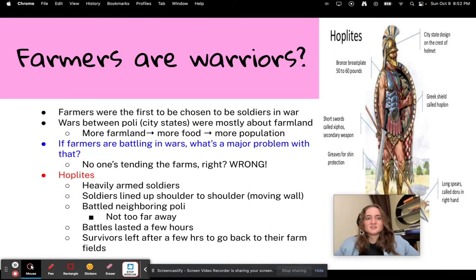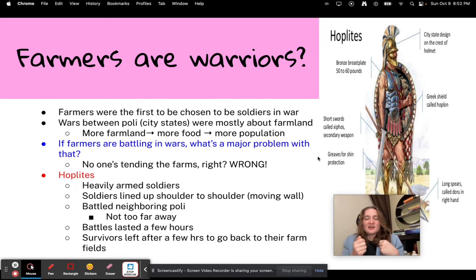All right. So no one's tending to the farms, right? That's where you may be wrong or you may be right. So there are these people called the hoplites. They are heavily armed soldiers. And what's so interesting about the hoplites is that this is kind of the first time in history where soldiers are literally lined up shoulder to shoulder like a giant moving wall. And they battle other city states.